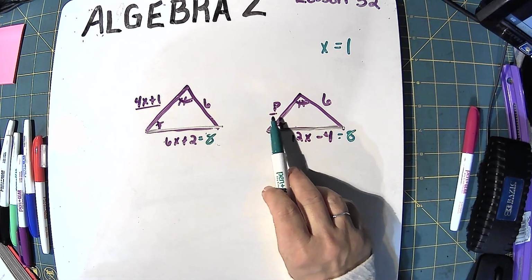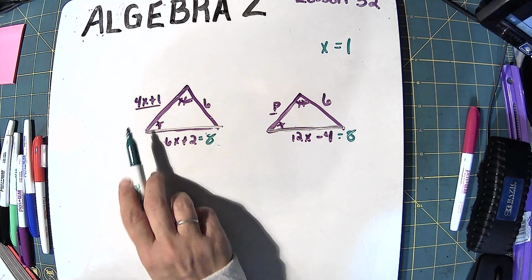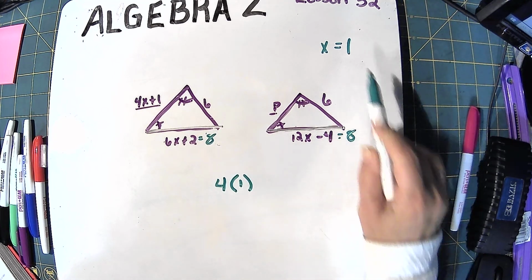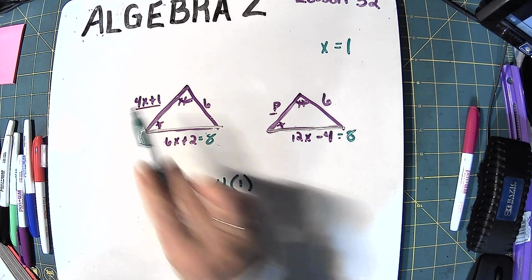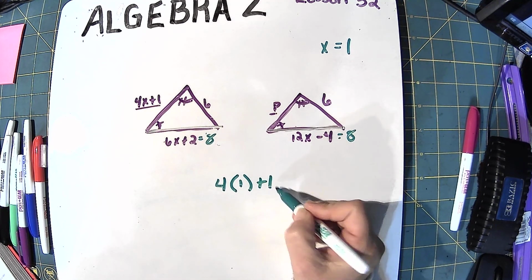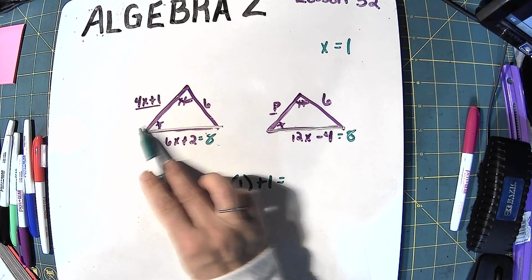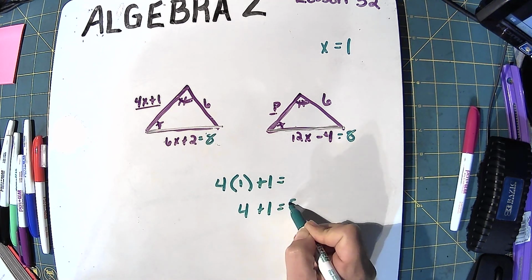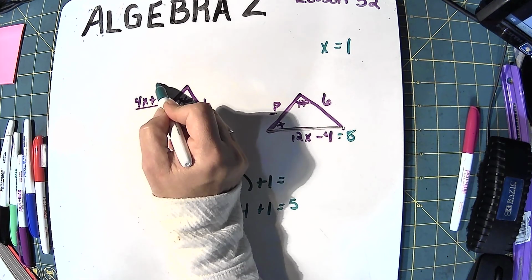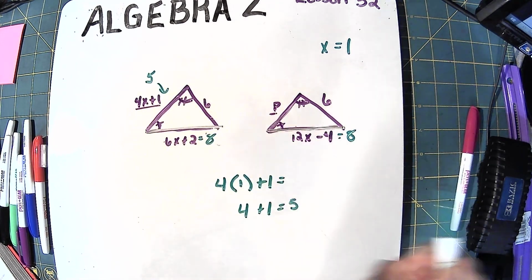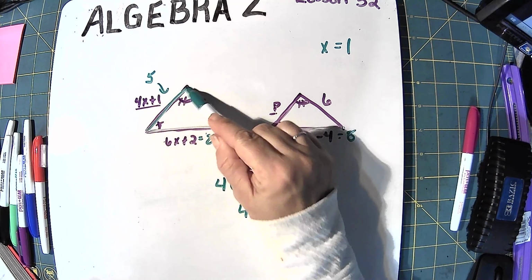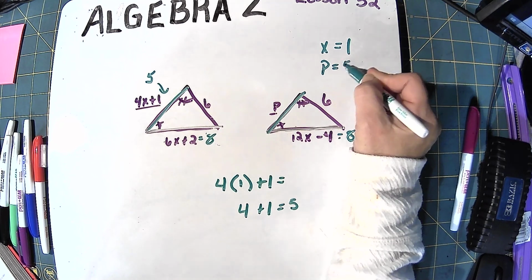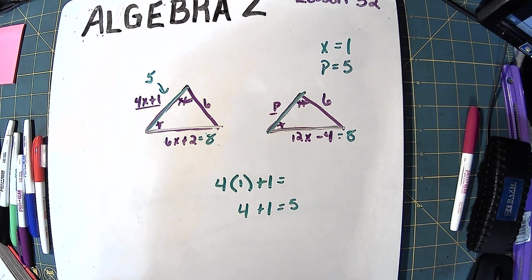All right, now we got to try to solve for p. So right here, all we have to do is 4 times 1, because we know our x equals 1. We're just going to plug it into this equation, plus 1, and see how long that side is right there. So 4 times 1 is 4, plus 1 equals 5. So that's saying that this side right here is 5. So if this side is 5, then this side has to be 5. So that means p equals 5. So x equals 1 and p equals 5 on that one.